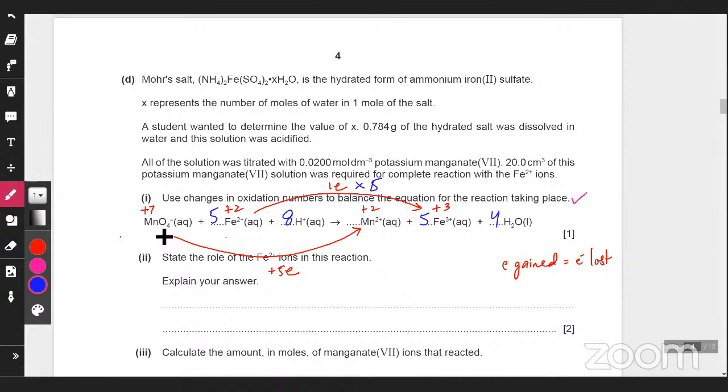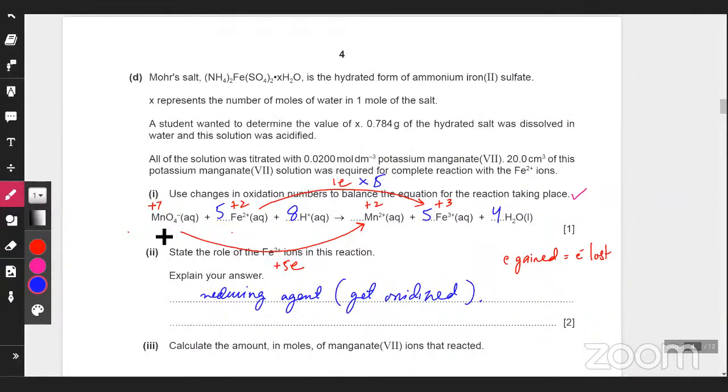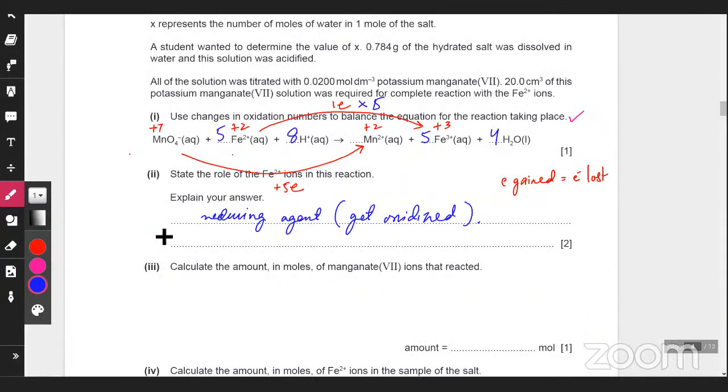State the role of Fe plus 2 ions in this reaction. So Fe plus 2 is acting as a reducing agent. Why? Because it gets oxidized, it loses electrons, and it reduces the other substance. So anything that gets oxidized is acting as the reducing agent.